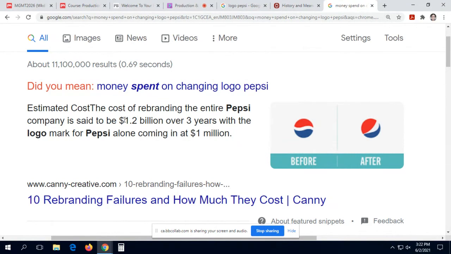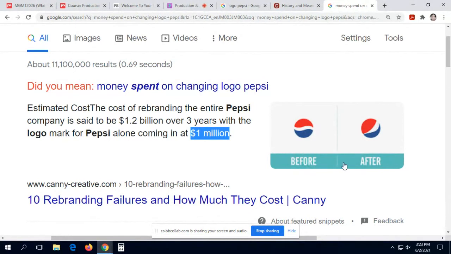The estimated cost of rebranding the entire Pepsi was $1.2 billion USD. And the logo mark, unknown, because we were discussing logo. We don't want to broaden our conversation too much, because there are so many things, and of course we need to make some conclusions from our discussion. Otherwise we can go on and on, but let's stick to logo. When you look at the logo mark, the price is 1 million USD. 1 million USD, guys, just to change the logo.